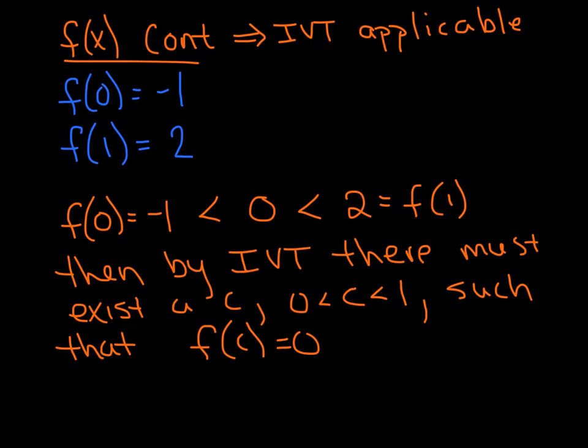And again, you get a feel for why we call it an existence theorem. The intermediate value theorem didn't actually help us identify the value of c. It just guarantees that it does exist somewhere between 0 and 1.